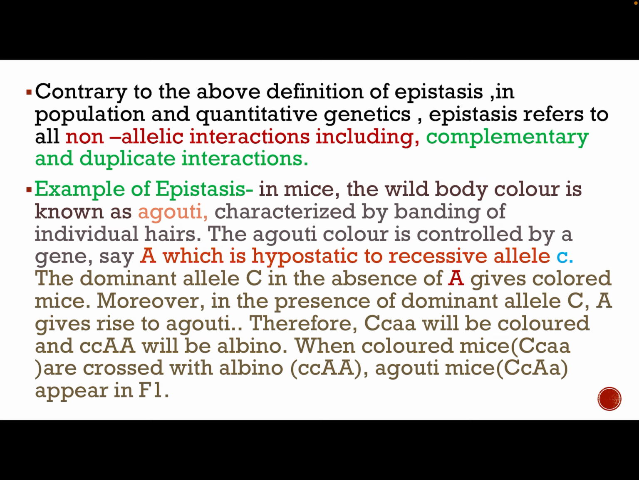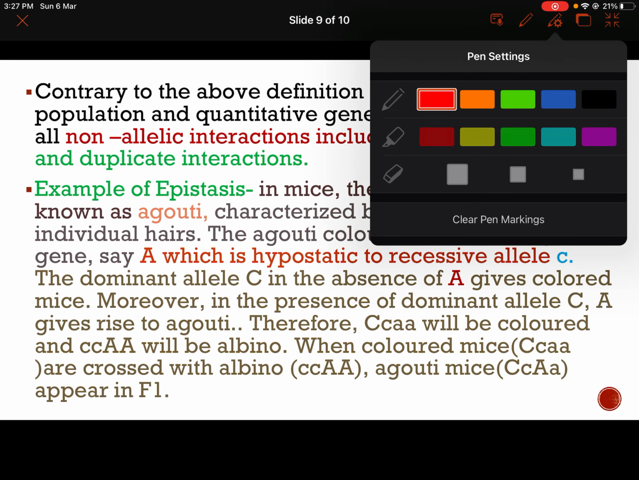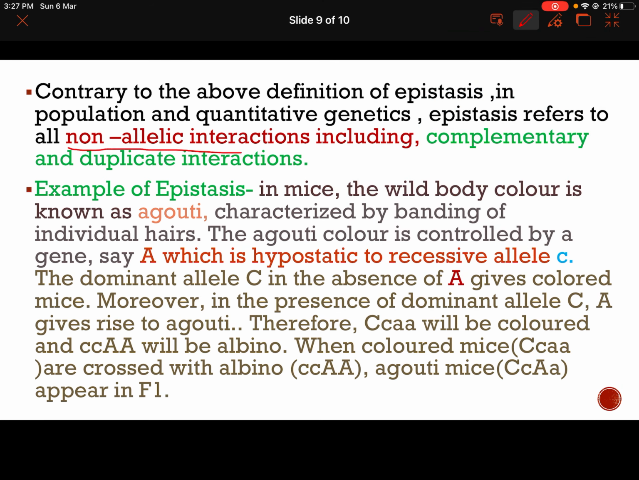Contrary to the above definition of epistasis, in population and quantitative genetics, epistasis refers to all non-allelic interaction. It is very important: non-allelic. Epistasis is non-allelic. It means it doesn't work on the allelic level. It works on the gene level. One gene is masking or affecting another gene. Other examples of epistasis are complementary genes and duplicate interactions. You will learn about these also.